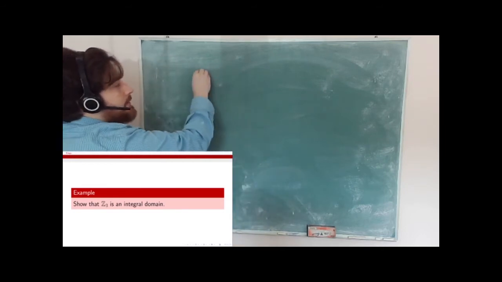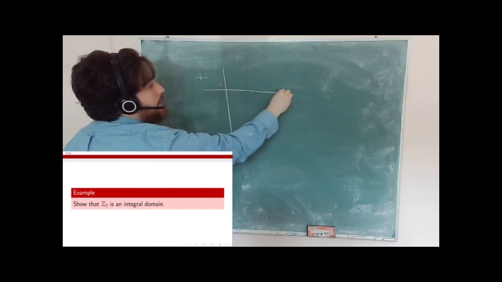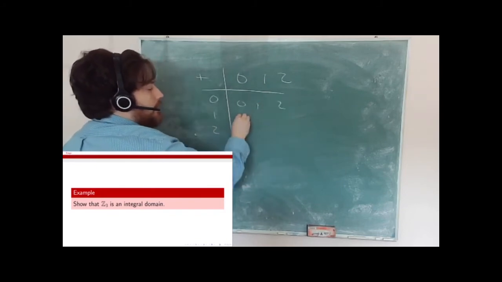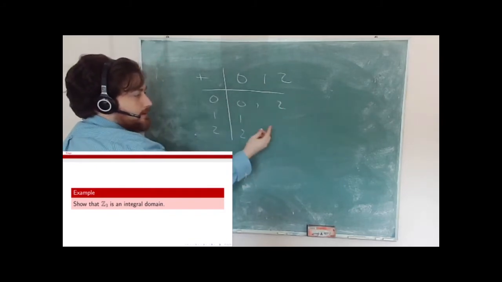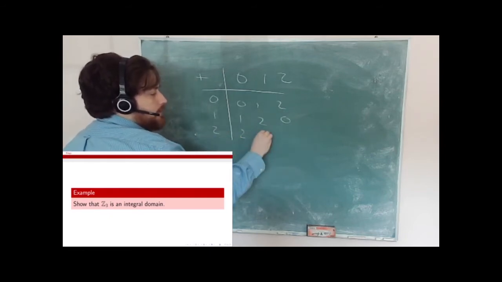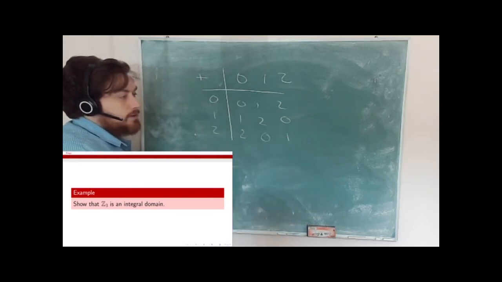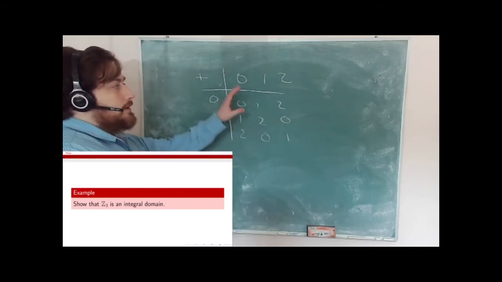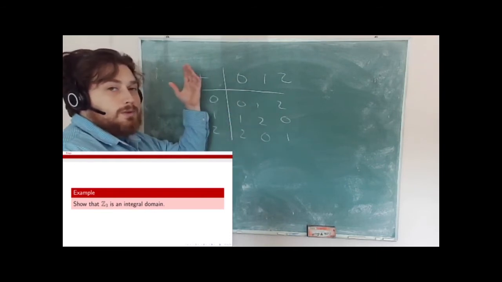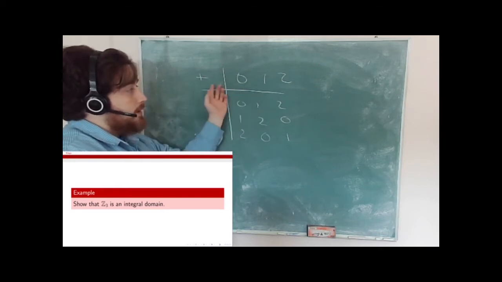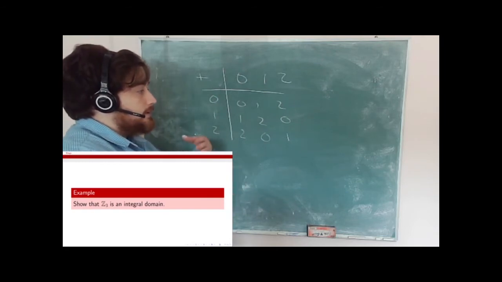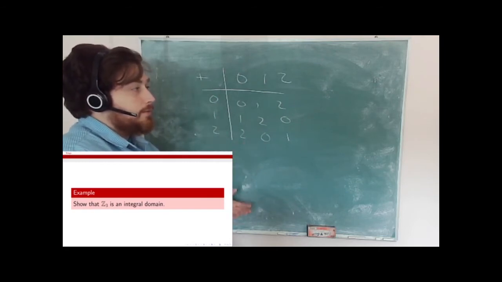And so what I'm going to have is, under addition, I get 0, 1, 2, 0, 1, 2. If I add, I get that 0 plus anything is itself, 1 plus 1 is 2, 1 plus 2 is 0, 2 plus 1 is 0, 2 plus 2 is 1. So under addition we have, well, this is indeed a commutative group because if we add in any direction, 1 plus 2 is the same as 2 plus 1. And as we go through, yes, this is indeed a commutative group, and we have actually shown that before.